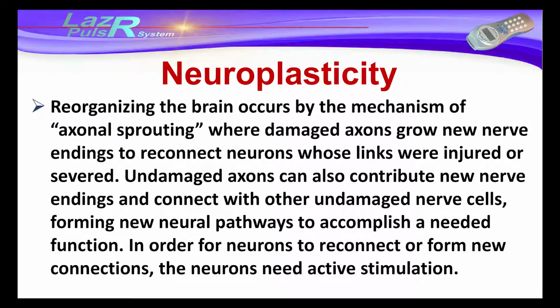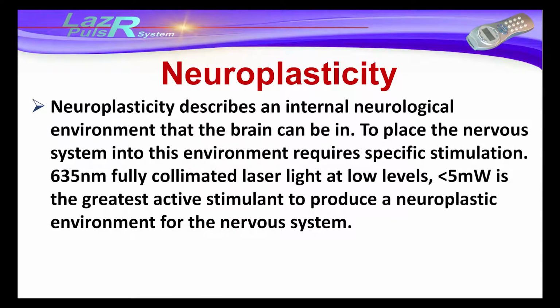Undamaged axons can also contribute new nerve endings and connect with other undamaged nerve cells, forming new neural pathways to accomplish a needed function. In order for neurons to reconnect or form new connections, the neurons need active stimulation. Neuroplasticity describes an internal neurological environment that the brain needs to be in to heal or adapt. To place the nervous system into this environment requires specific stimulation, and low-level laser therapy is the greatest active stimulant to produce this neuroplastic environment of the nervous system.